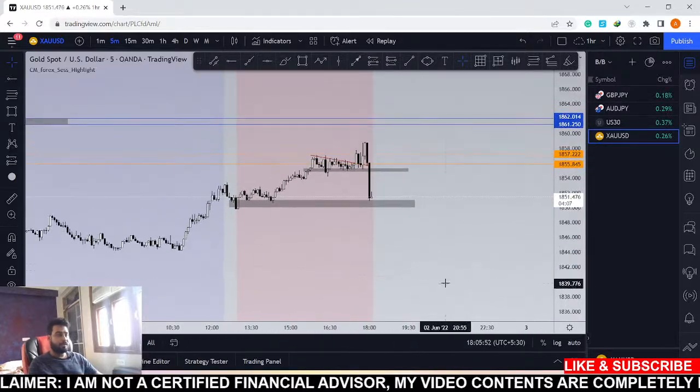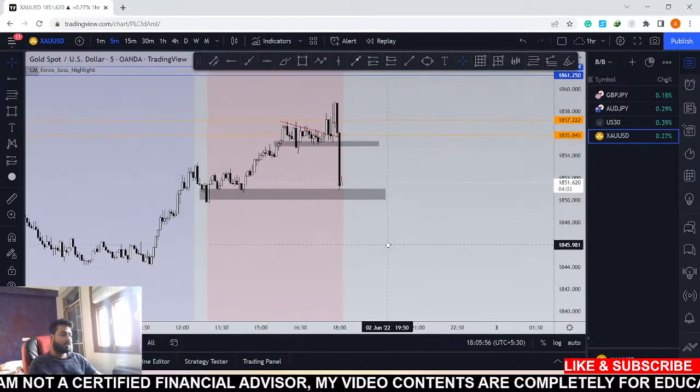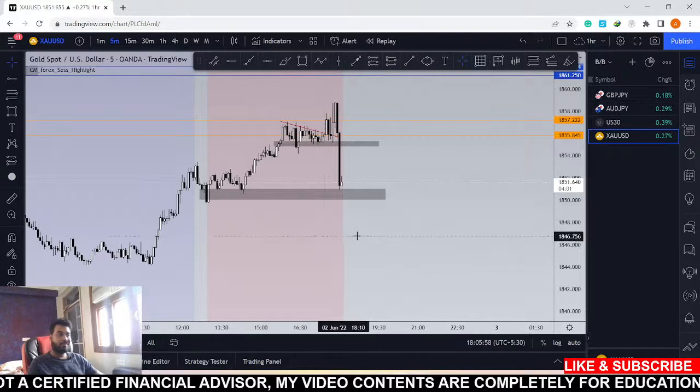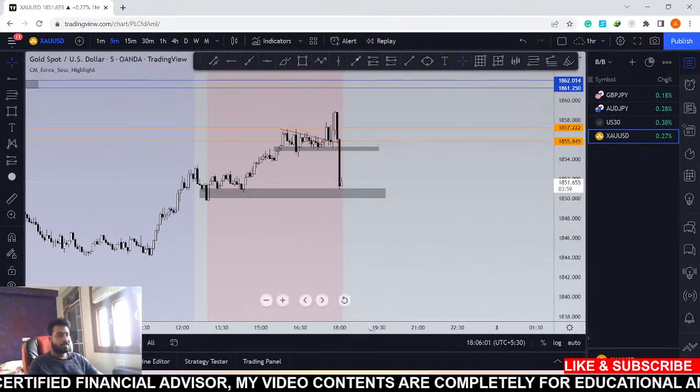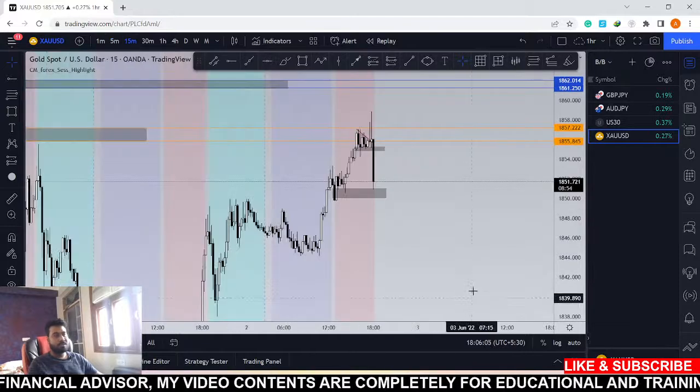Don't be afraid of taking a big stop loss, because it does not matter how big your stop loss is. If you are risking a certain percentage, then don't increase that percentage. Okay. If you have a bigger stop loss, then that is fine.